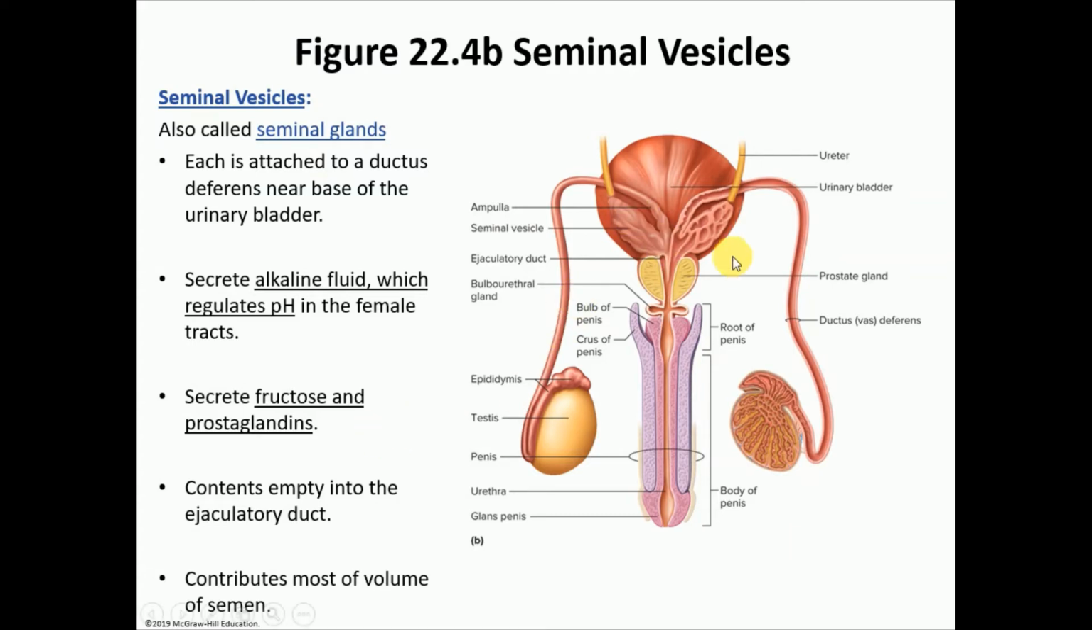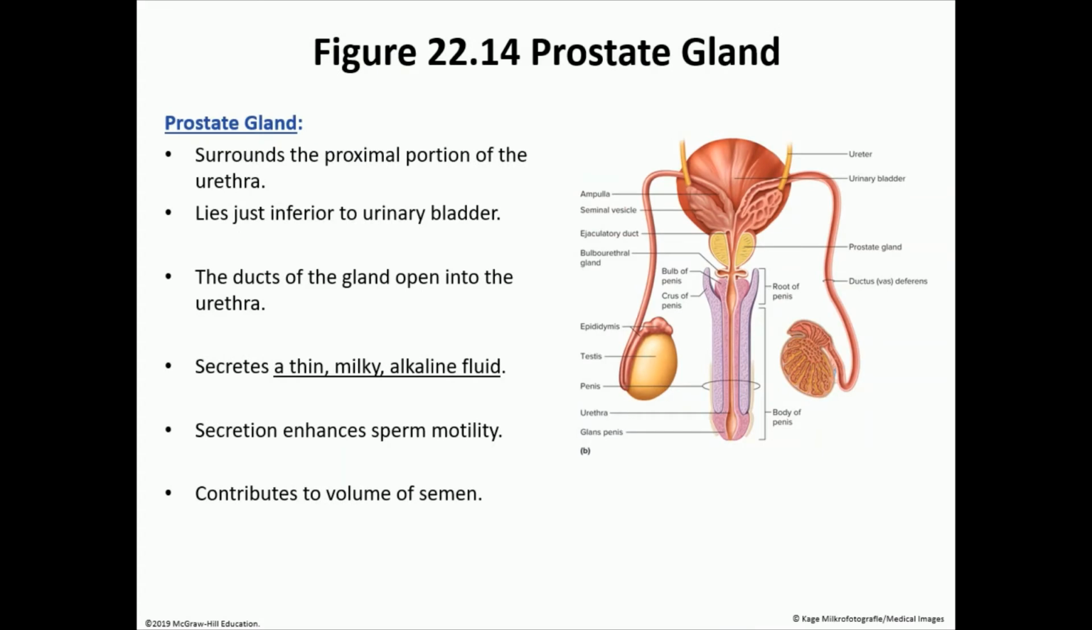Now, the fluids made by the seminal vesicles are going to be dumped into the ejaculatory duct, and they contribute most of the volume of semen. So when we talk about semen and what it is made out of, we'll find out that most of the fluid, that white fluid, is mainly made out of the fluids coming out of the seminal vesicles, volume-wise. Color-wise, though, that's a different story, which takes us to the prostate gland.